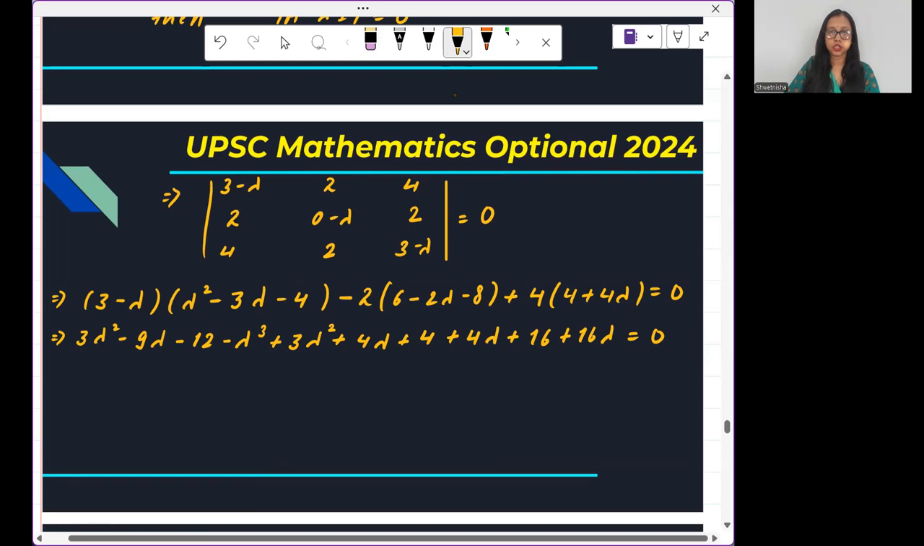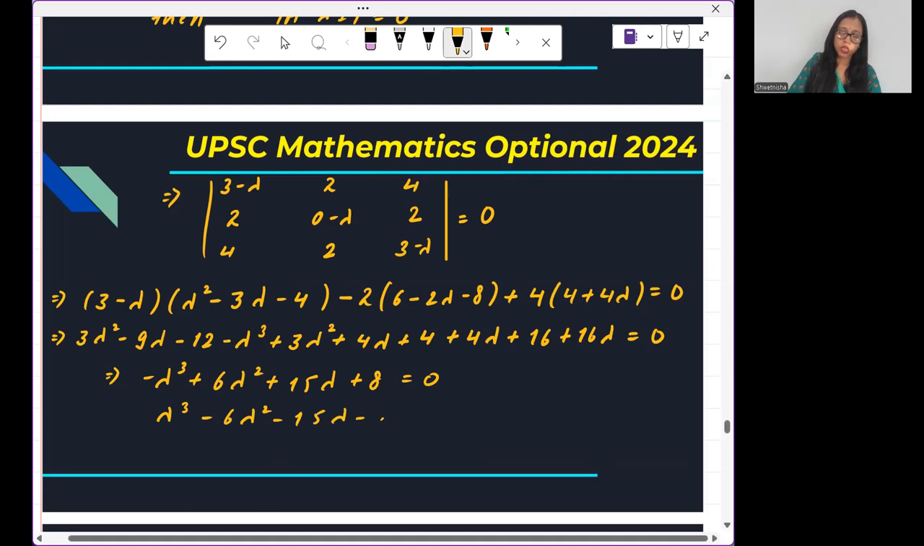Right? Because actually this is 6. Yeah. Okay. So this is going to give me minus lambda cube plus 6 lambda square plus 15 lambda plus 8 is equals to 0. So lambda cube minus 6 lambda square minus 15 lambda minus 8 is equals to 0. All right.